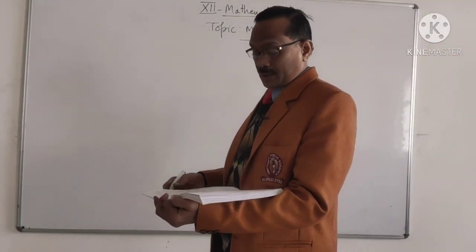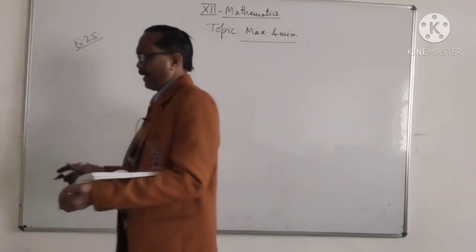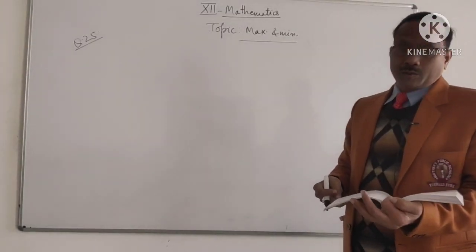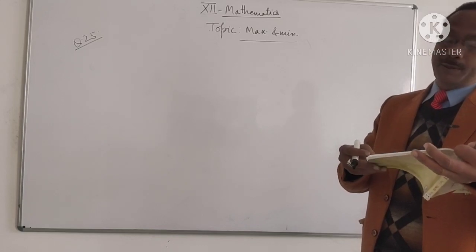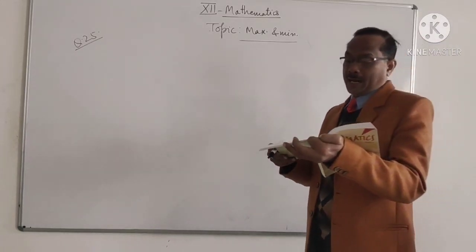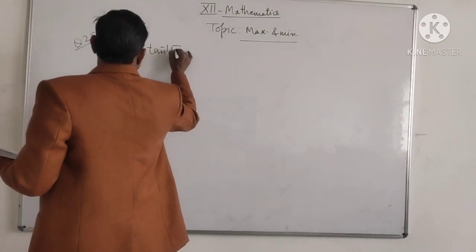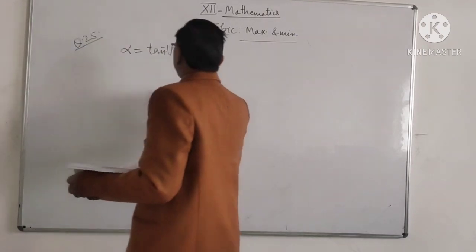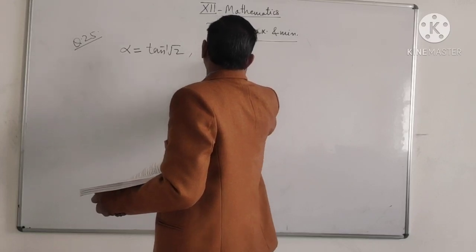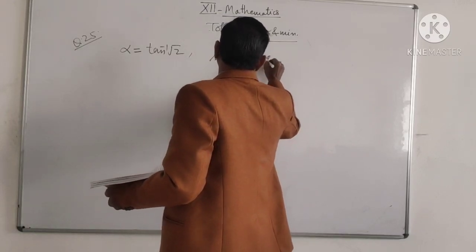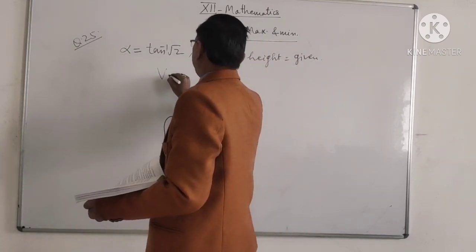Student, now this is the last question of the topic maxima and minima. Question number 25. Prove that the semi-vertical angle of the cone of maximum volume and of given slant height is tan inverse root 2. This is the semi-vertical angle and given is slant height. It is given, and we have to prove that volume is maximum.